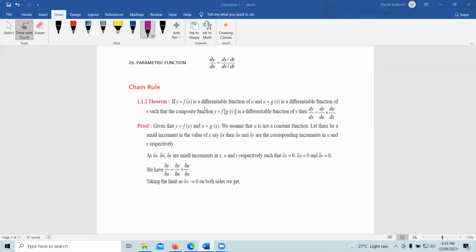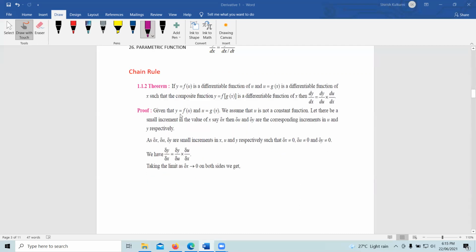Now see the proof of the chain rule. Suppose y is equal to f of u and u is equal to g of x. These are the two functions.